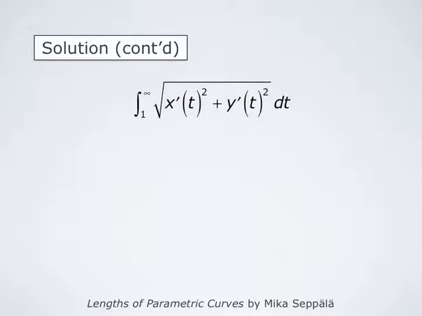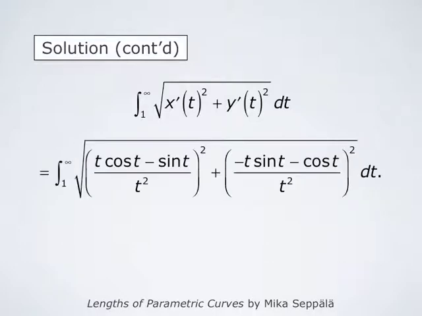Now we plug in this expression. In place of x, we plug in sine of t divided by t. In place of y, we plug in cosine of t divided by t. We have to differentiate sine of t divided by t, and likewise we differentiate cosine of t divided by t to get x prime and y prime. And we do that, and this improper integral from 1 to infinity of square root of x prime squared plus y prime squared dt becomes the integral from 1 to infinity of the long expression.